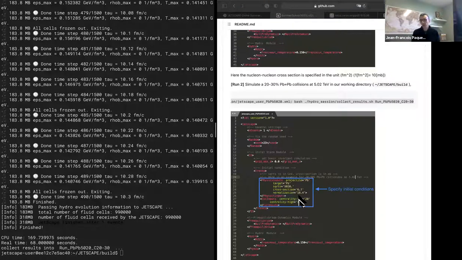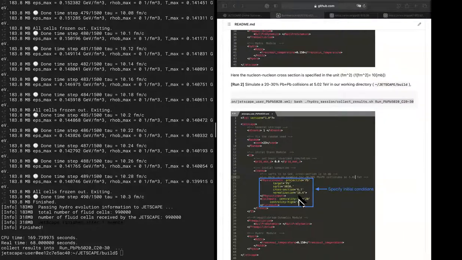We have a question. I don't know if it's a follow-up or a separate one, from Tribuan. Tribuan, please go ahead and unmute yourself. It's a follow-up question, actually. If I do not specify the normalization constant, then it will take a default value, which will be in this JETSCAPE user master, yes. So is it good practice to always write this normalization constant according to our energy and collision species?